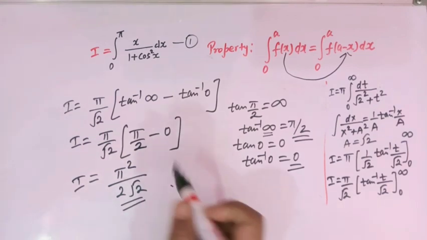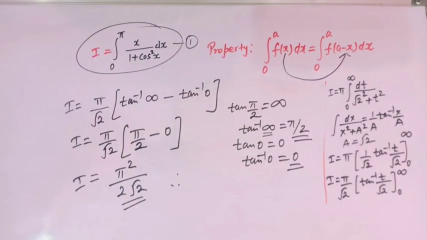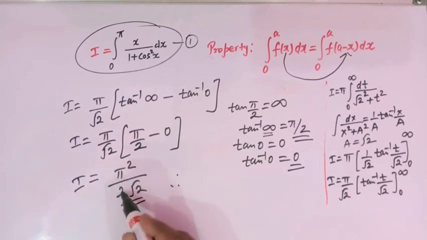So therefore the value of this integral is equal to pi square over 2 times square root of 2.